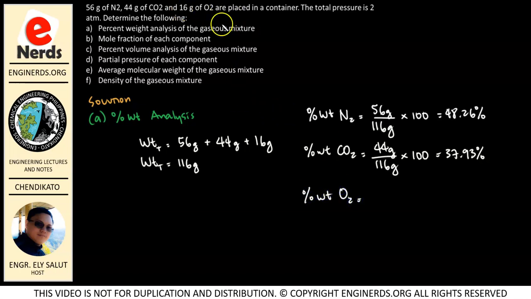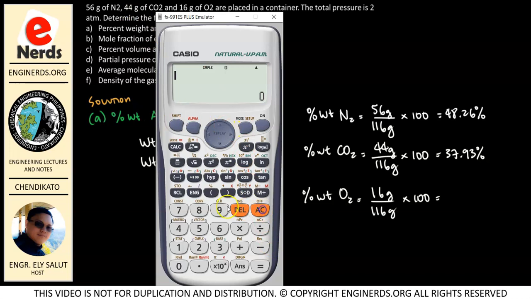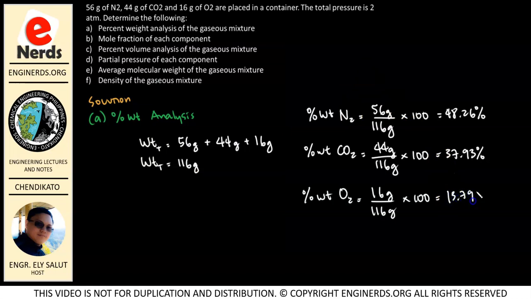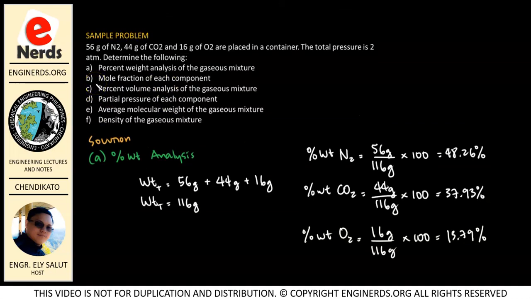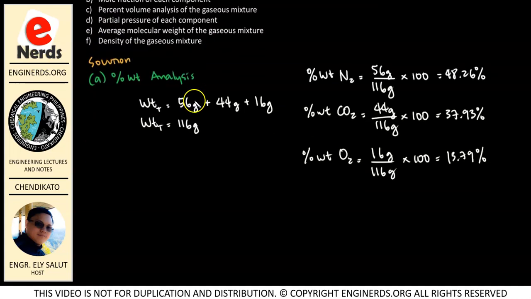So, ilan yung weight ng ating oxygen? 16 grams divided by the total weight times 100. So, we have 16 divided by 116 times 100. We have 13.79%. So, this is our percent weight analysis ng ating gaseous mixture. So, ngayon naman, sagutan natin yung B, which is asking us to get the mole fraction of each component.